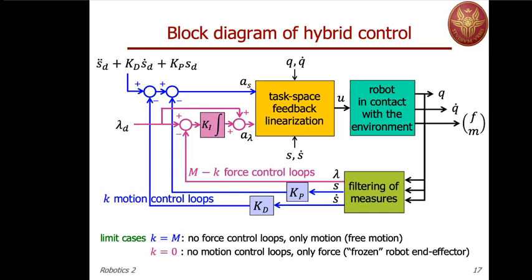Let's make a break and we will continue considering the special case of selection matrices. So when the T and Y matrices included in the task-based feedback linearization and in the filtering of measures are simply columns of the selection matrix, so columns of the 0, 1, 6 by 6 identity matrix.